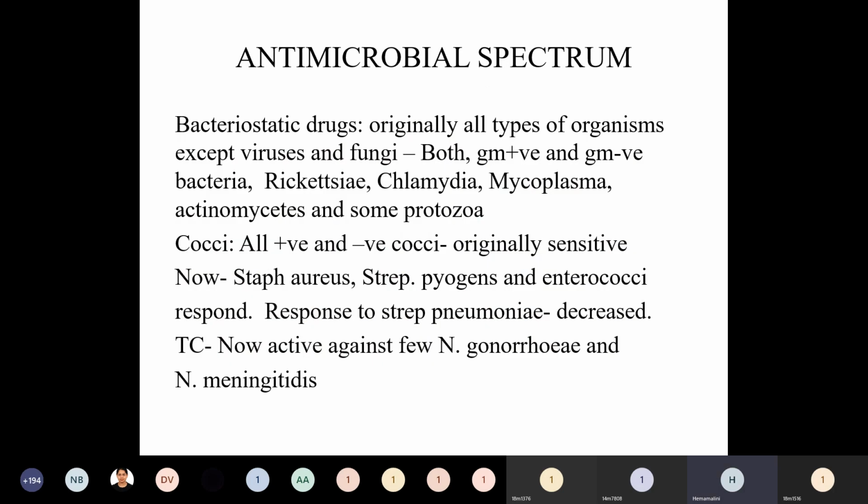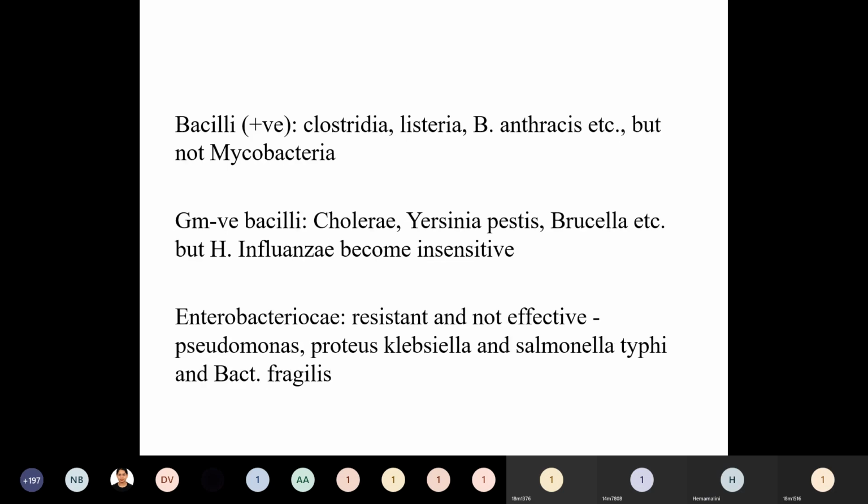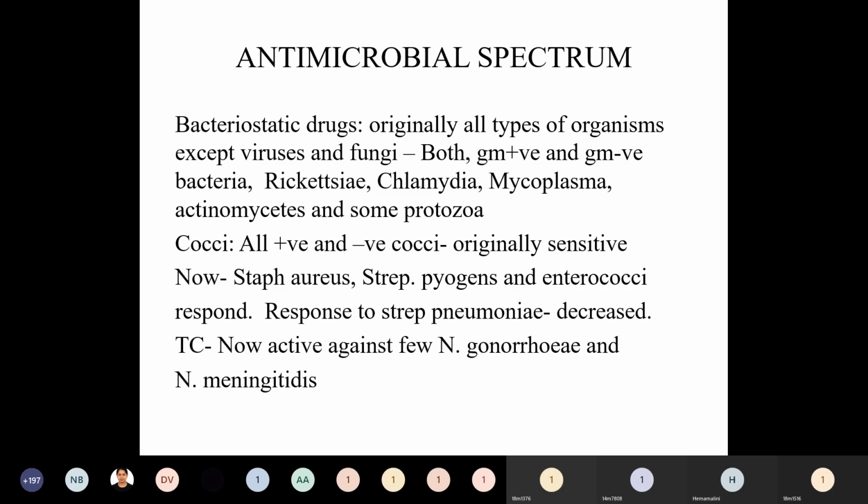Then we'll see the spectrum of activity, the antimicrobial spectrum. As I told earlier, they are bacteriostatic drugs. They are active against all types of organisms except viruses and fungi: both gram-positive and gram-negative bacteria, Rickettsia, Chlamydia, Mycoplasma, Actinomycetes, and some of the protozoa. Cocci, all positive and negative cocci, were originally sensitive to tetracyclines. Now, Streptococcus pyogenes and enterococci respond to this drug, and response of pneumococci is reduced. Nowadays, tetracyclines are active against few N. gonorrhoeae and N. meningitidis.